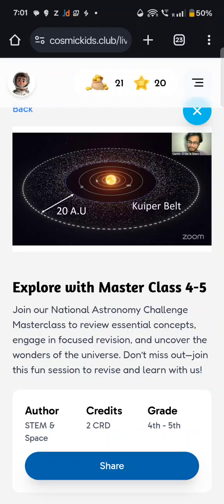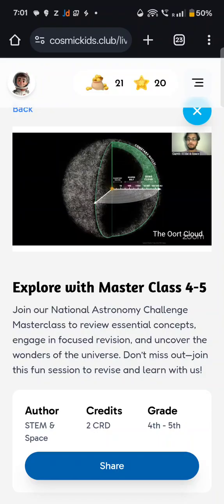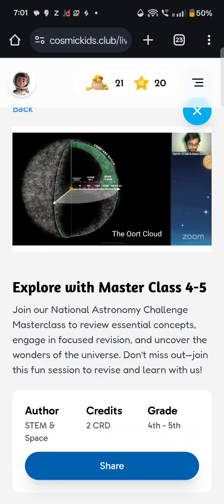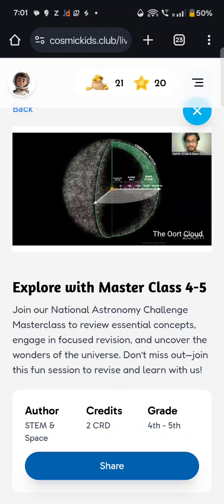But is this Kuiper belt the end of the solar system? No. Even after the Kuiper belt, we have the Oort cloud. This Oort cloud is almost 100,000 AU distant. And it is so far apart that after this, other stars are closer to this point than the sun. That is why this Oort cloud is called the last point of the solar system.